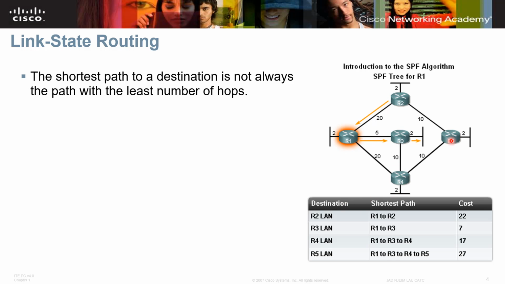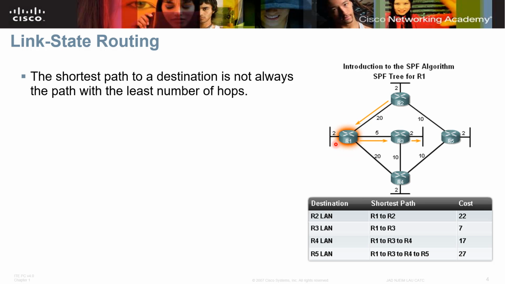If I need to reach R5, I will go from R1 to R3 to R4 then R5: 5, 10, 10 and 2. That's 27. By this method, I construct a routing table of R1.